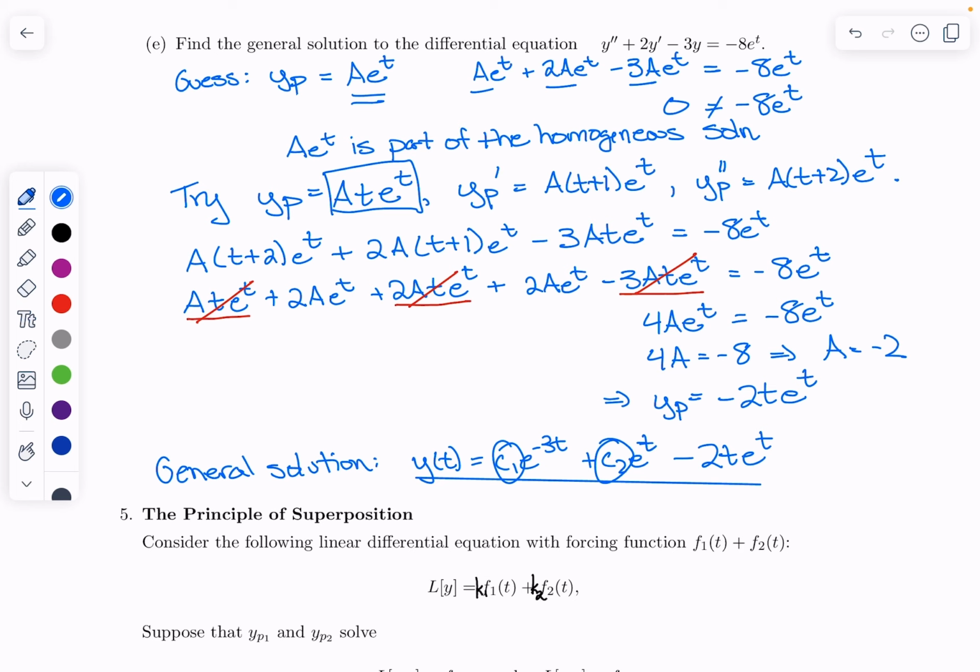It's very important that you don't try to solve for C1 and C2 just based on the homogeneous solution. You need to write out the entire solution with the particular solution, and then you can solve for C1 and C2.